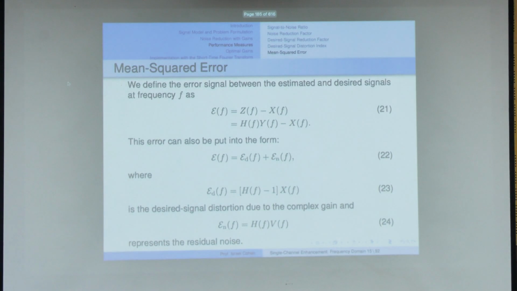Let's continue. Mean squared error, which is a very important performance measure. By the way, we like mean squared error many times. Why? Because usually it correlates with the performance of many applications. Because if the mean squared error is low, it means that the performance is better. But generally, it's not always.